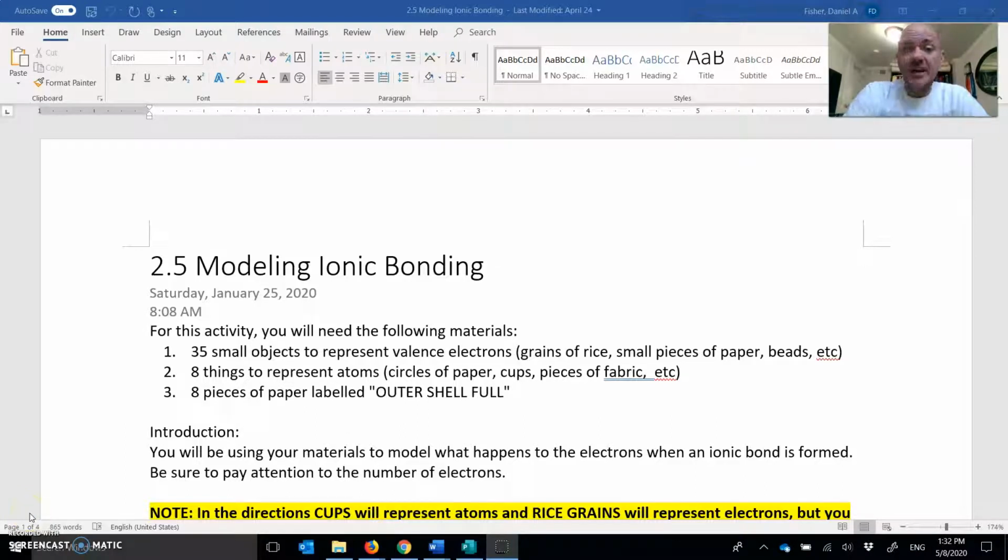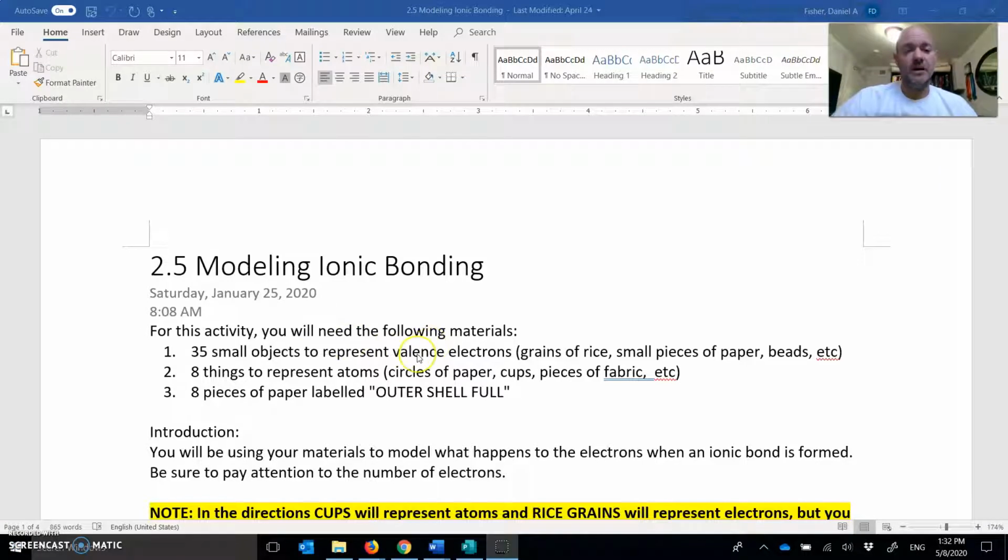Here to talk about 2.5 modeling ionic bonding. So we've actually done something a little bit like this already. We did a thing where we talked about losing or gaining charge at one point. And I want to help us get back to this to talk about ionic bonding. I think there's a lot of really good stuff in this lesson that'll help you understand it.